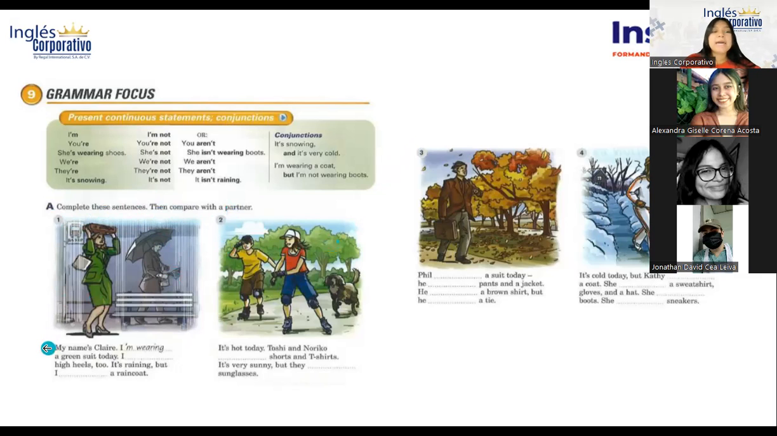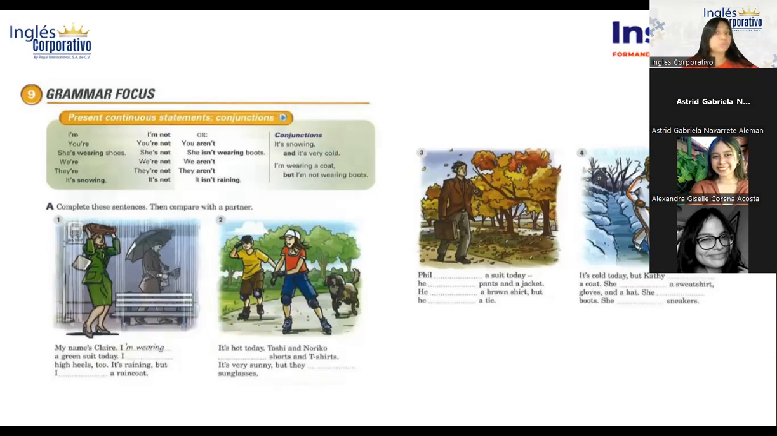Okay. So, this. My name's or my name is, porque aquí hay una contracción, okay? My name is Claire. I'm wearing a green suit today. I am wearing high heels too. It's raining, but I'm not wearing a raincoat. Very good.